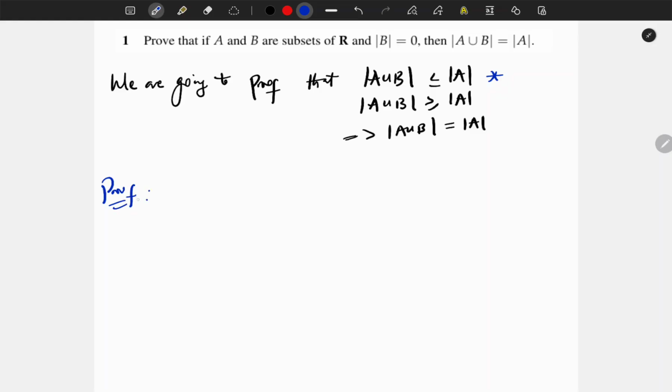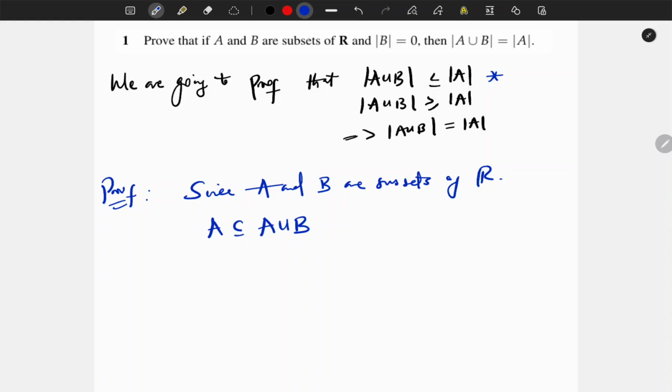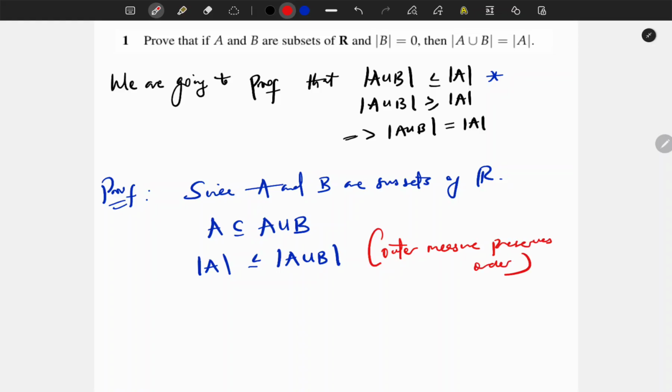Proof for the first case. Note that since A and B are subsets of R, by our set theory, you know that A is a subset of A union B. Okay, and that implies that the outer measure of A will be less than the outer measure of A union B. This is by outer measure preserving order. And then we are done with this part.